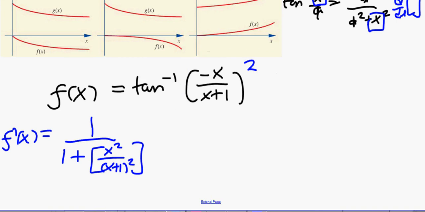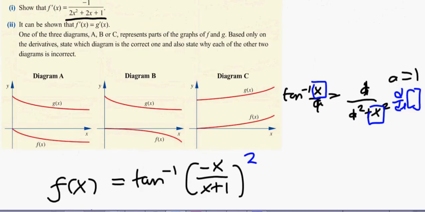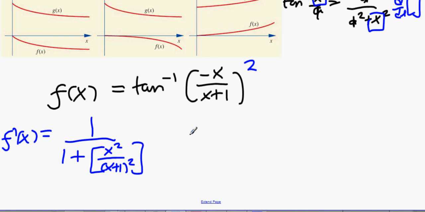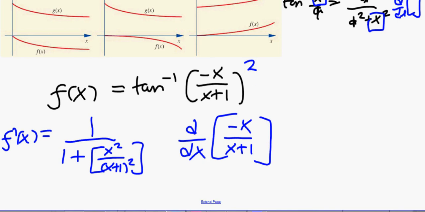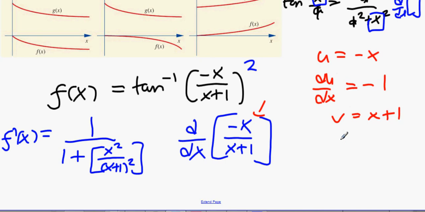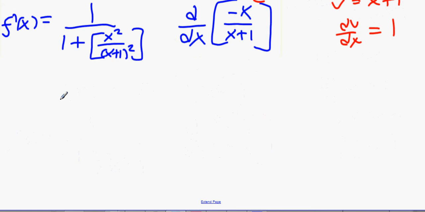Okay. Now, what else I have to do is differentiate what's in the box. So I have to differentiate minus x over x plus 1. Now, this is a question to itself. It's a quotient rule question where u equals minus x, du dx therefore equals minus 1, v equals x plus 1, therefore dv dx equals 1. So we have a bit of a side question going on here.